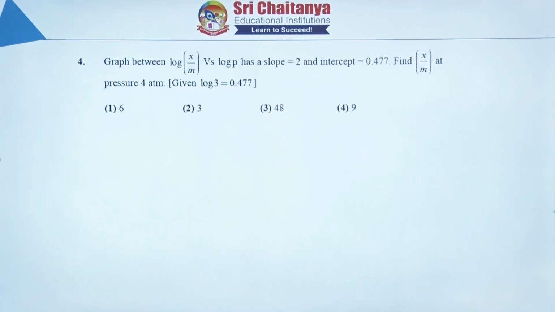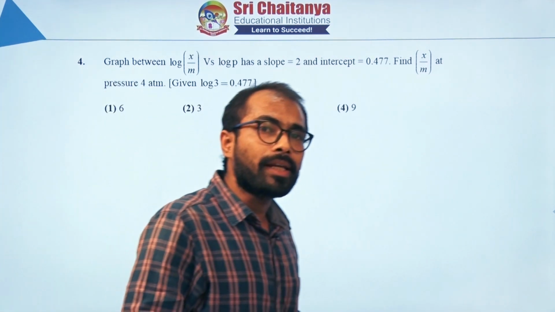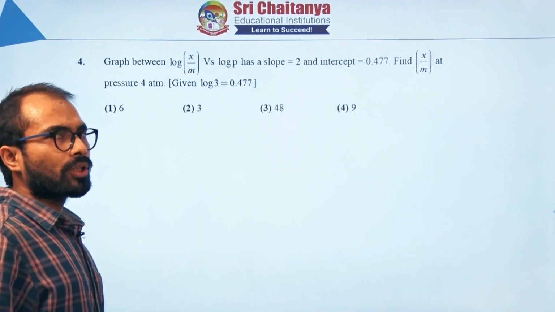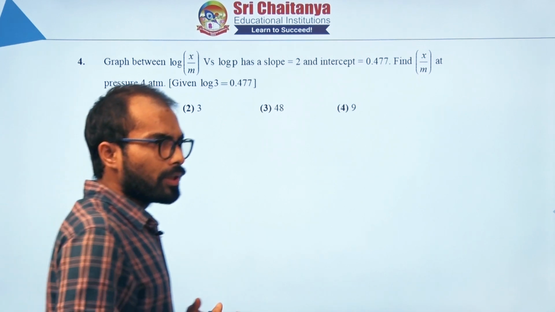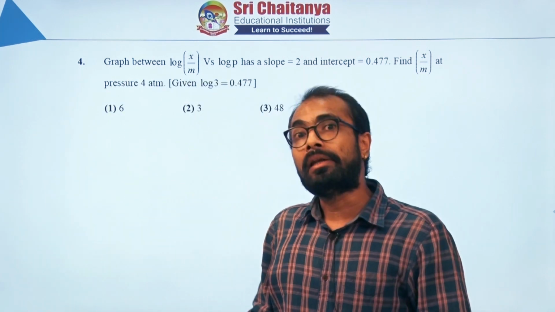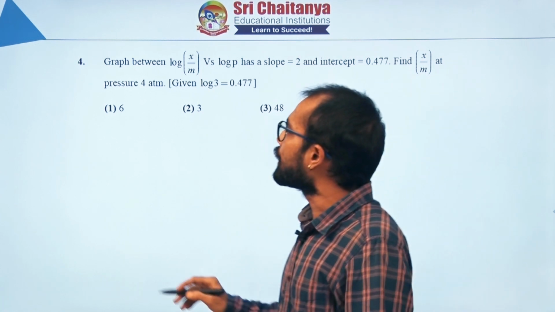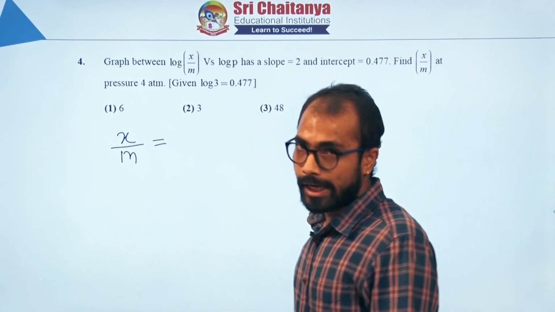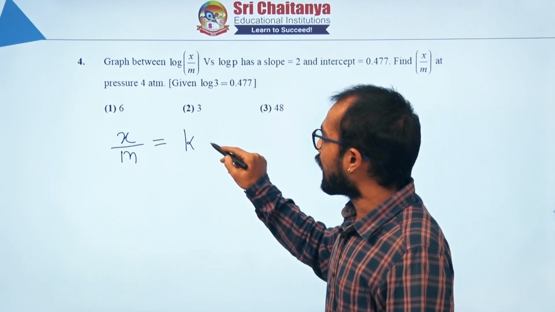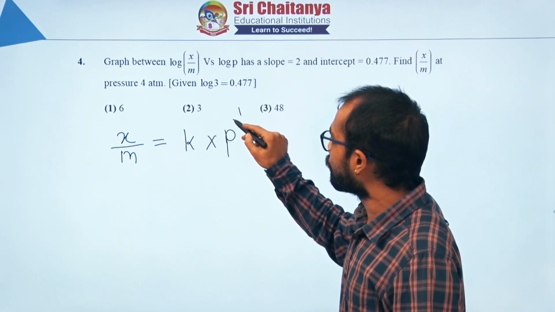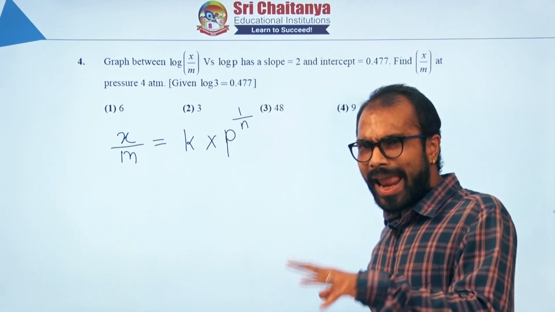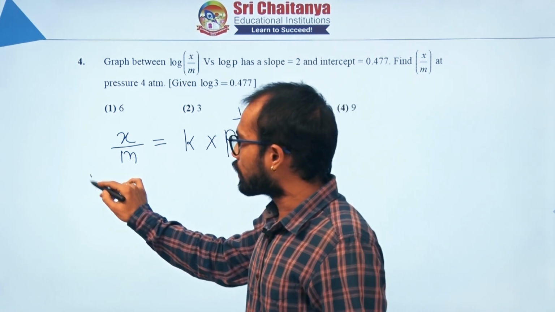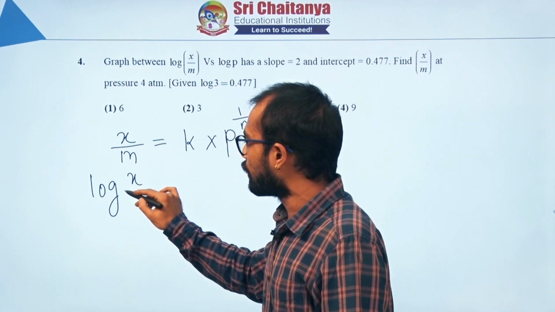The next question is from surface chemistry, again a very important and very popular topic. This is based upon the adsorption isotherm, and the popular isotherm that has been asked is the Freundlich isotherm. The relationship is that adsorption x by m will be equal to some constant k multiplied by the pressure raised to power 1 upon n. Here n is some integer 1, 2, 3 like that. If you take a logarithm on both sides, you get this particular relation.